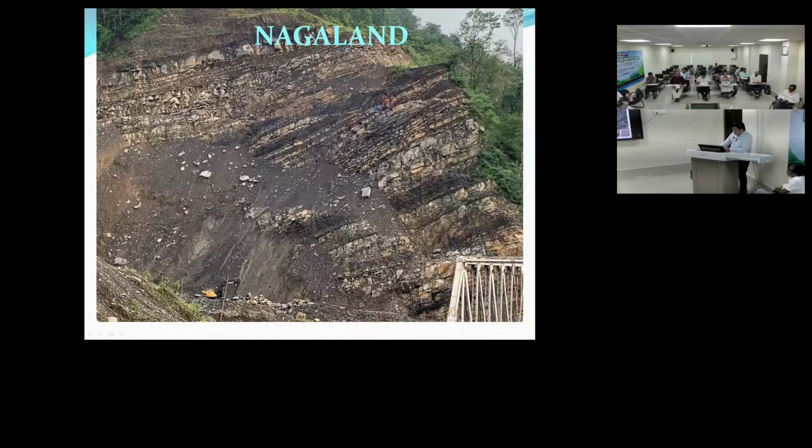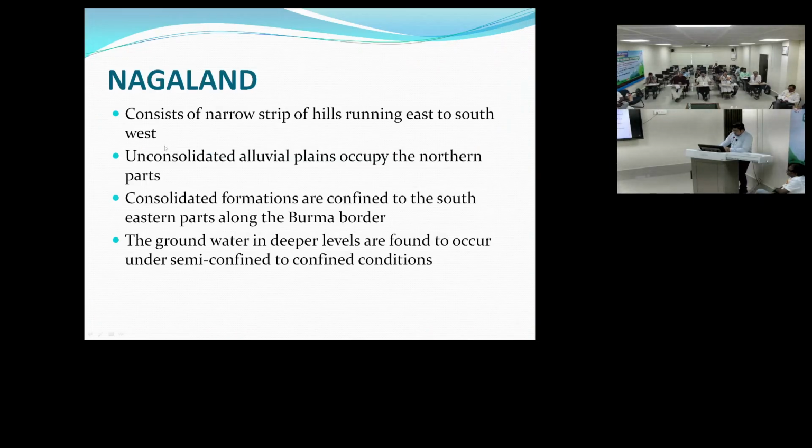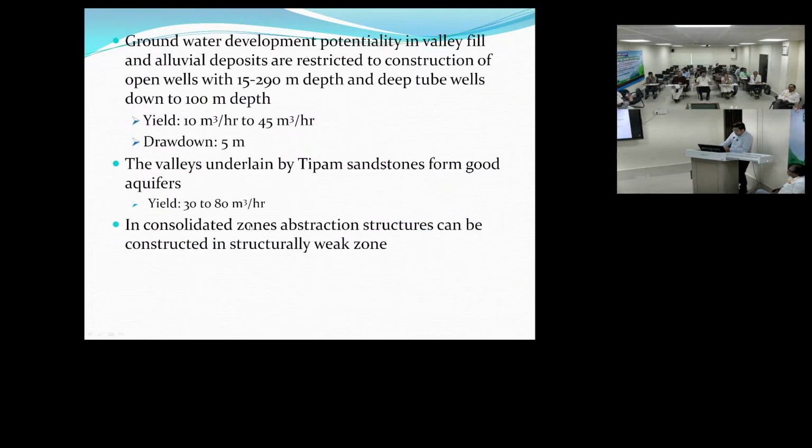So now coming to Nagaland. Nagaland is a narrow strip of hills running from east to west. Mostly unconsolidated alluvium occupies the northern parts, in the valley area of Dimapur. The consolidated formations are confined to the southeastern part along the Myanmar border, and groundwater at deeper levels occurs in semi-confined to confined conditions.